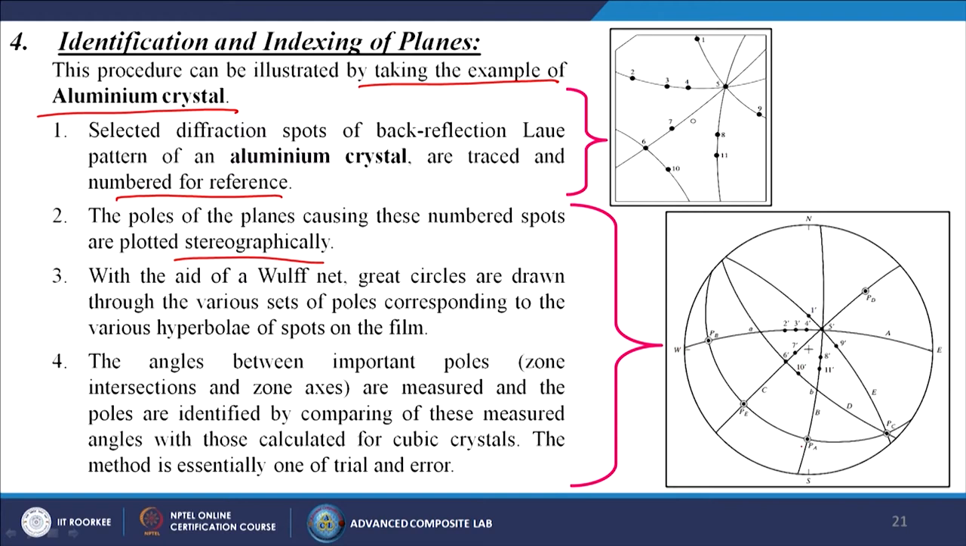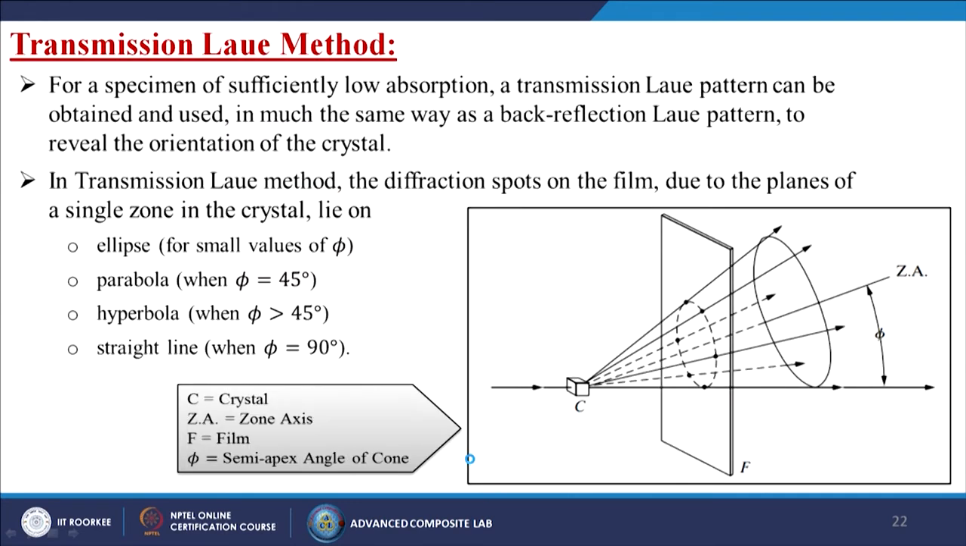So, we have drawn all the hyperbola over there. The angles between important poles, here the important pole is 5, because you can see that the maximum poles have coincided at this particular point 5 prime. So, the angles between the important poles, zone intersections and zone axis are measured, and the poles are identified by comparing these measured angles with those calculated for cubic crystals. The method is essentially one of trial and error.